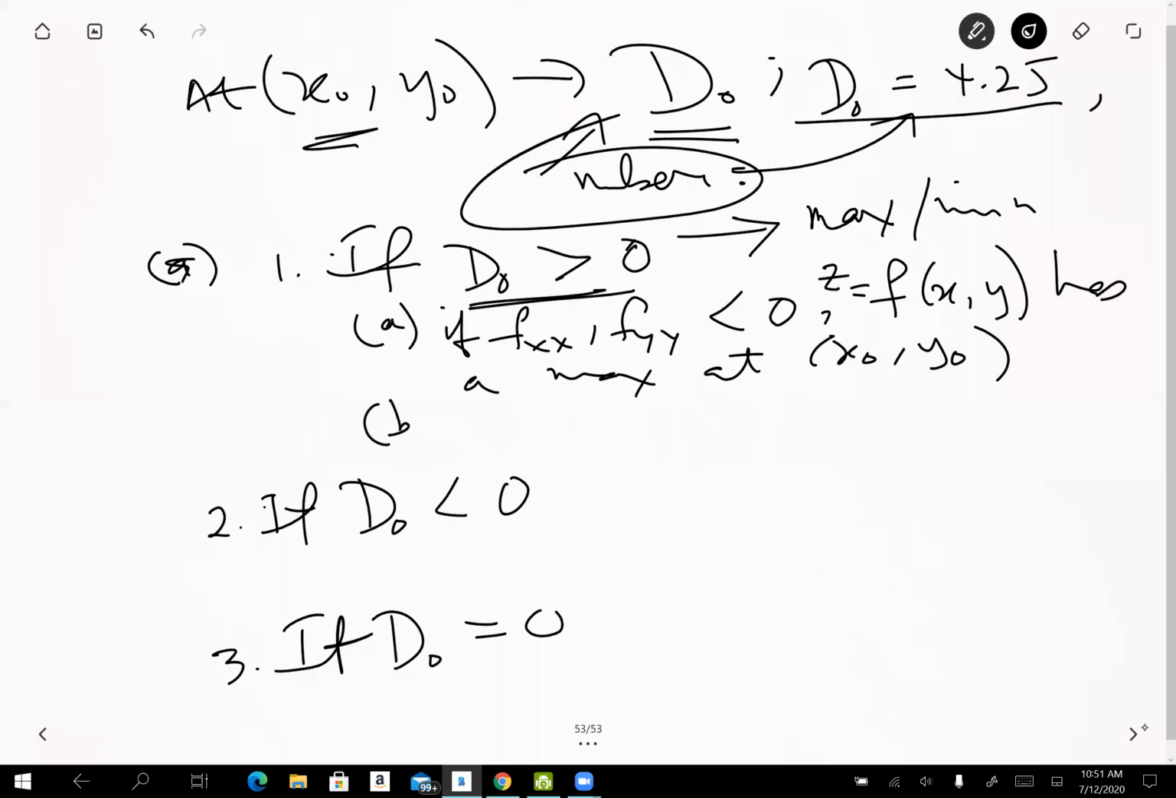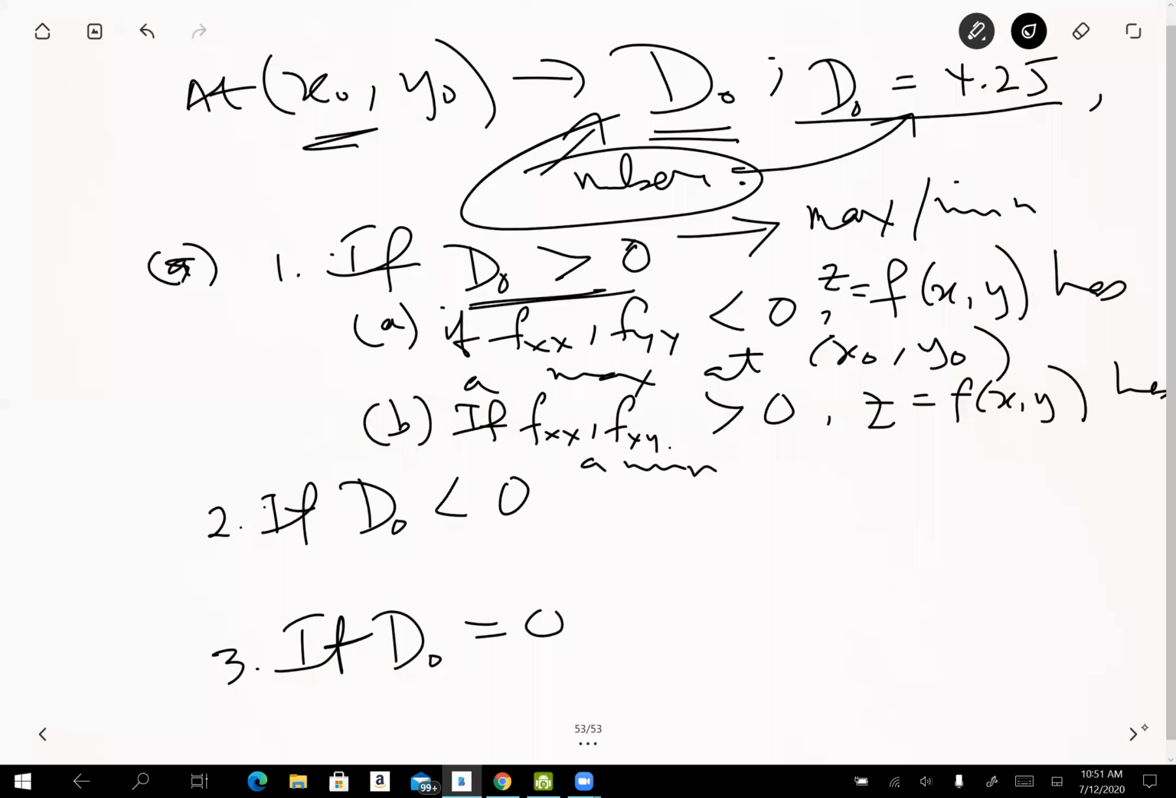B, if the value of the second derivative at x0, y0 are both bigger than 0, then the function has what? Has a minimum at x0, y0. Okay, so first part is the most important.